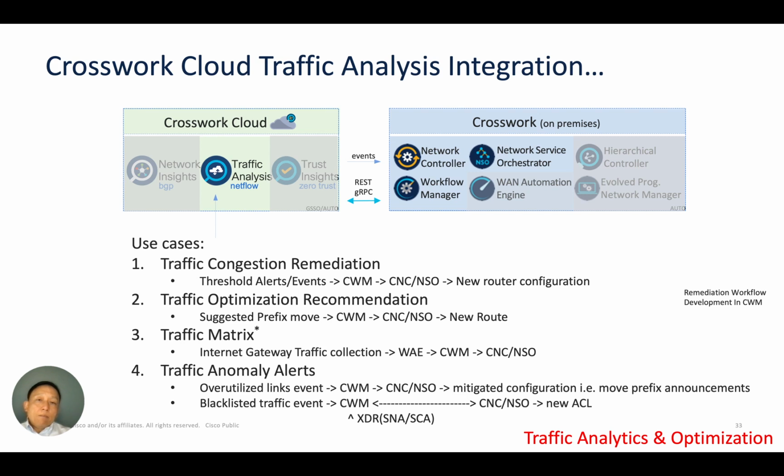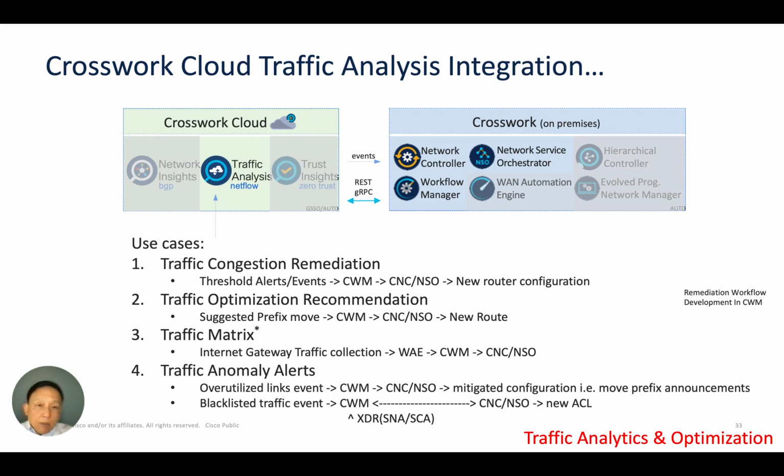So maybe for the future, you can even build up some use cases working the two sides. The combo of network insights plus traffic analysis, giving you more specific use cases in peering management and whatnot, and working with the CNCs, the workflow managers, and NSOs to make your network behave as you want it, and do it in a very speedy way.